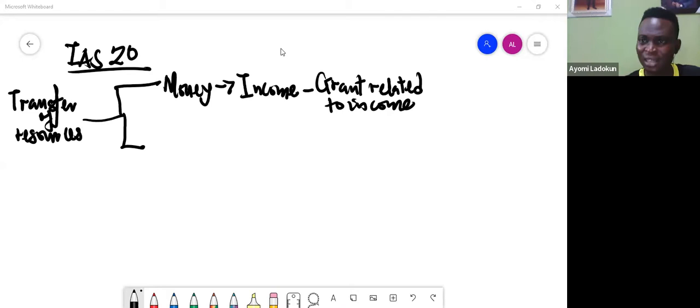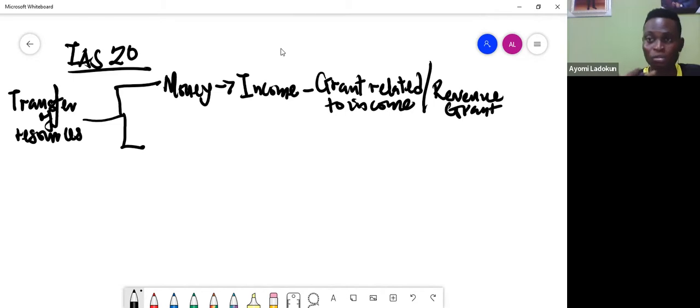Then in an exam, the examiner can call it revenue grant. Did you see that? Revenue grant. So they can use any name for that. So when they give you money to settle part of the expenses, then you say that's grant related to income.